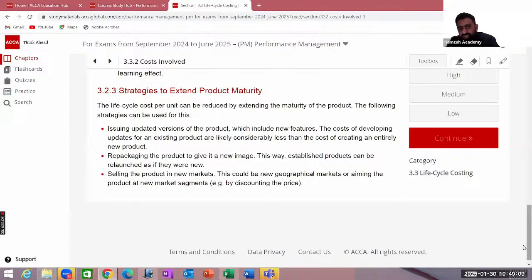You are selling a product. The product is very successful. It is in a maturity stage. But if you continually update that product, after every 2, 3, or every 1 year, if you are giving a new feature or a new option in the product, it would extend the product life cycle. It would extend the maturity of the product. And keep in mind, modifying an existing product into a new version is less costly as compared to making an entirely new product. So that would be a strategy to extend the maturity stage.